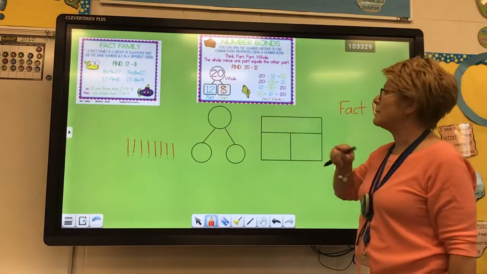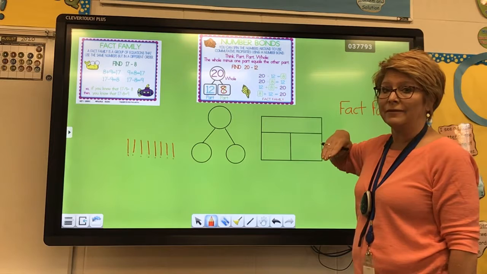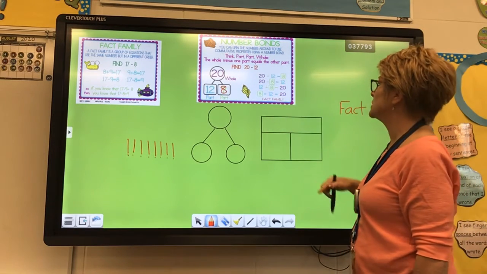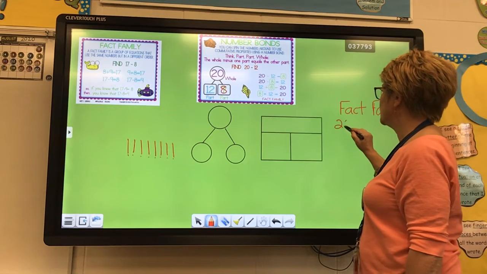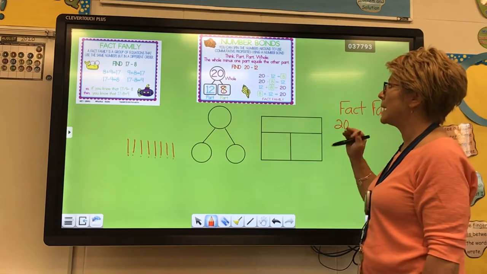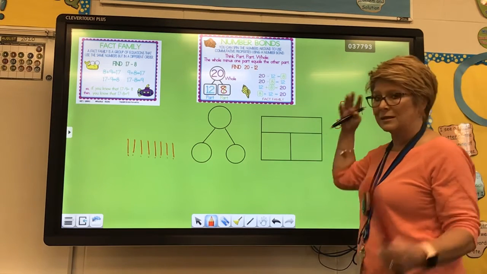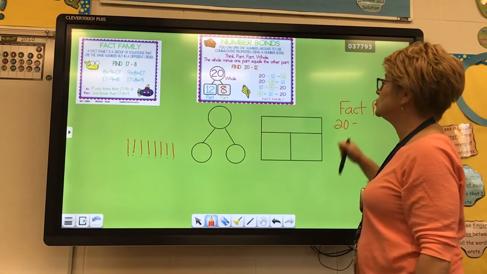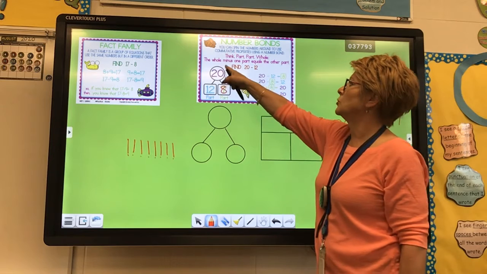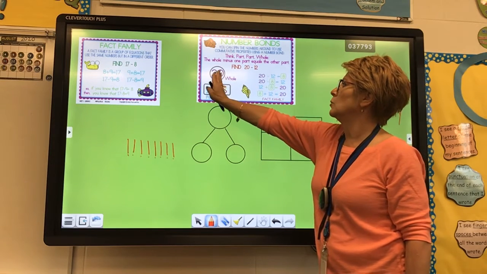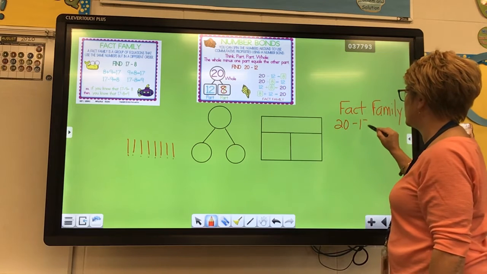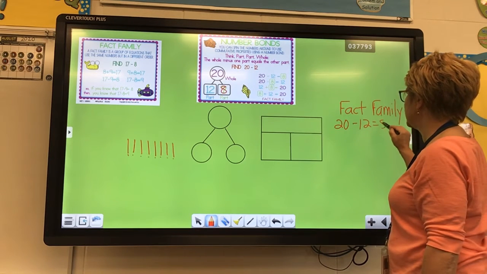When I build my fact family, which they've done for us, we have 20. They're starting with subtracting first. So when I'm subtracting, I'm using my whole number first, the biggest number. 20 minus 12, so we go down. 20 minus 12, what's left? 8. So 20 minus 12 equals 8.